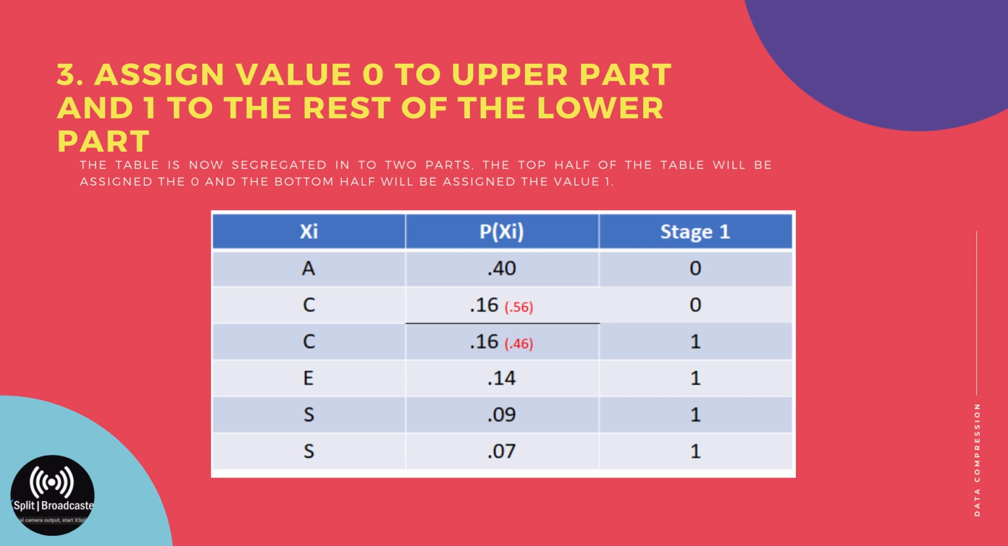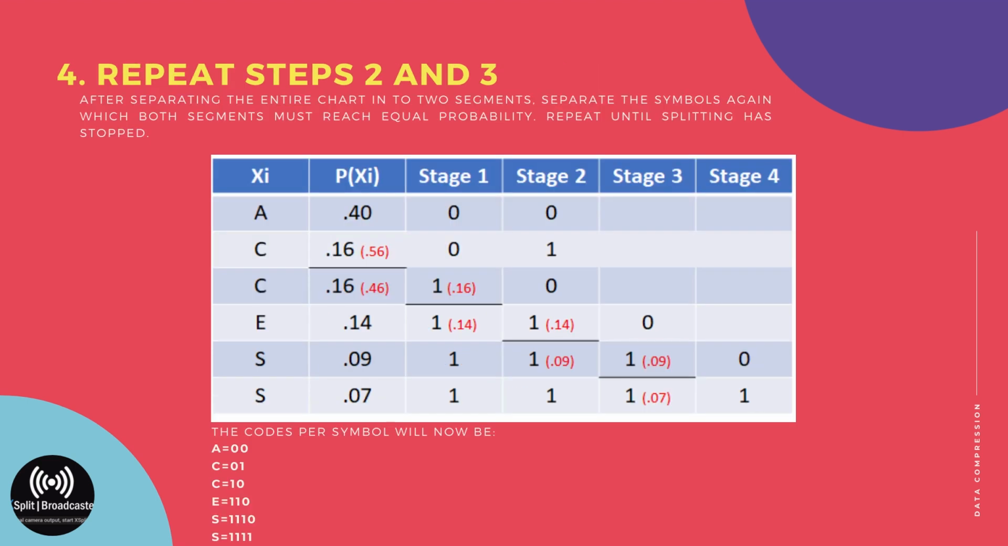Now that the table has been segregated into two parts, we will assign the value 0 to the top half and 1 to the bottom half. This will now be considered as stage 1 of the code. After stage 1, continue segregating part by part until splitting has stopped.